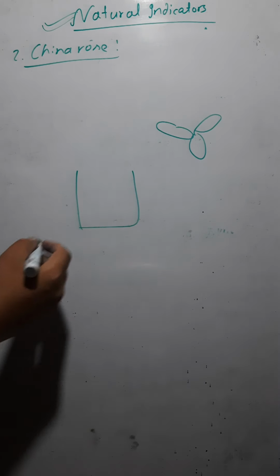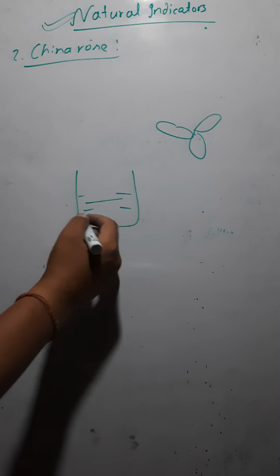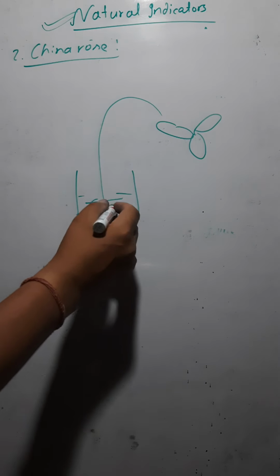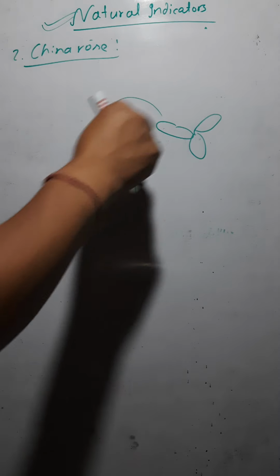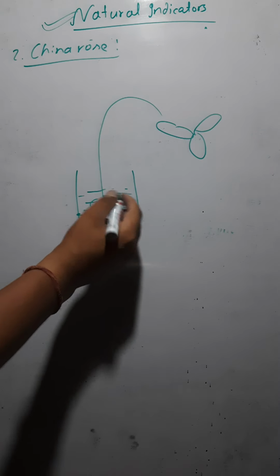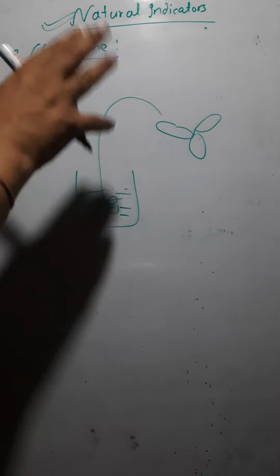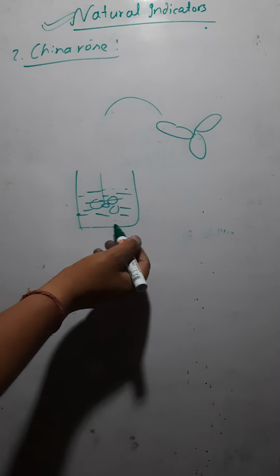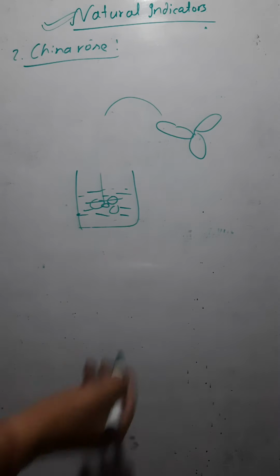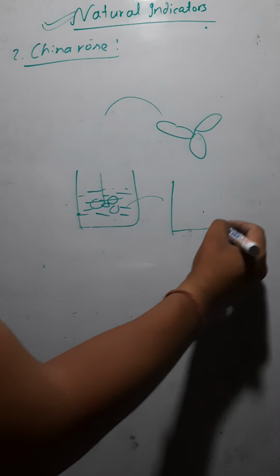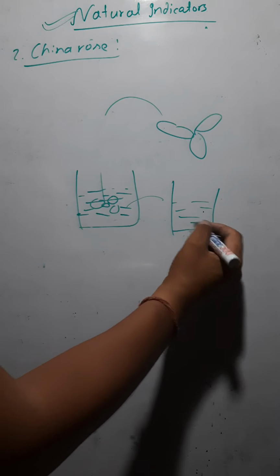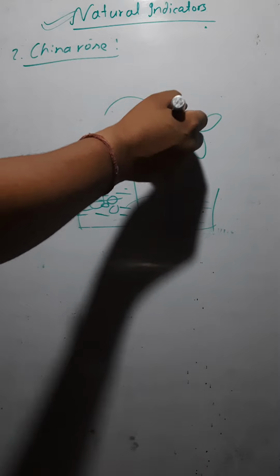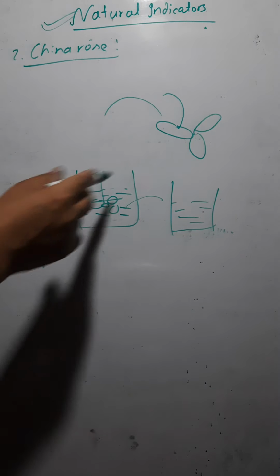Now take some hot water, let's say this is the hot water. Take the petals of the gudhal and dip these petals in this hot water. Keep it inside the hot water for some time till the water is colored. Now this is colored water. You dip the petals of the China rose, that is gudhal, here.